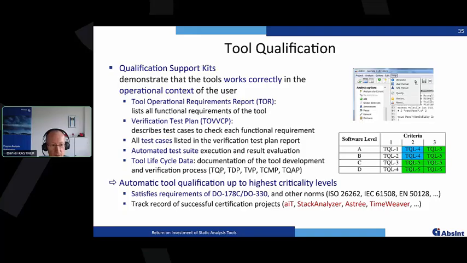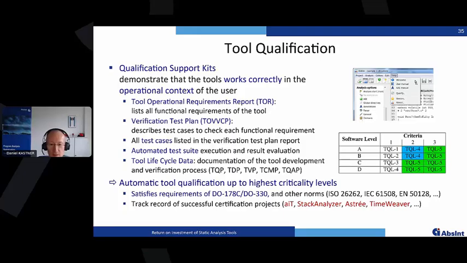So that means essentially it's a validation suite with all corresponding reports, like for example the operational requirements of the tool, a verification test plan, a description of the test cases, and a scripting system to automatically execute the validation suite. So you can basically demonstrate that the tool runs okay in your particular installation of the tool. Then there is additional information about the tool development process. So essentially we can demonstrate compliance to safety norms in the tool development. And this is enough to do an automatic tool qualification to the highest criticality levels.